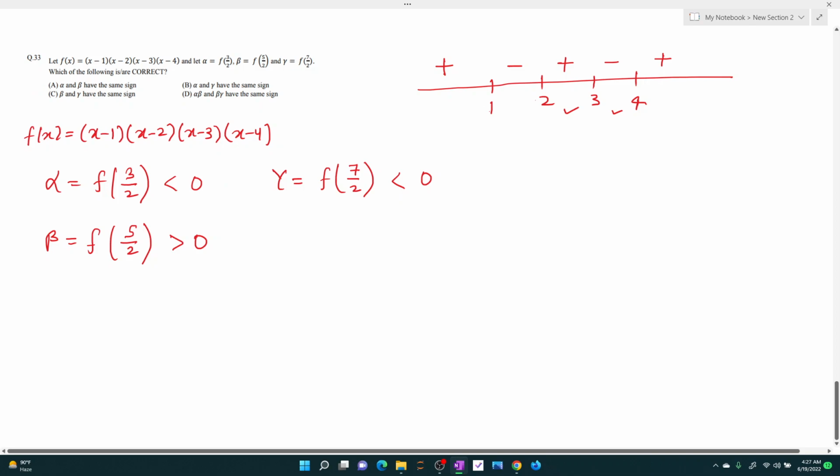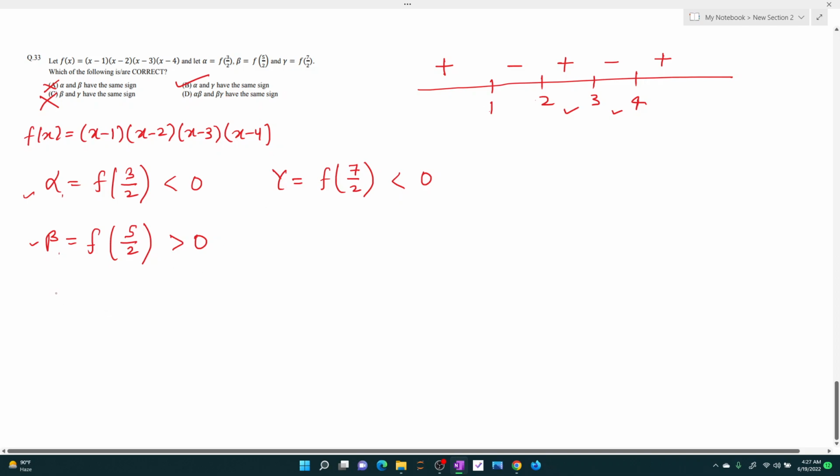So the first option says alpha and beta have the same sign. Wrong, because alpha and beta have the opposite sign, right? So option A is not correct. Option B says alpha and gamma have the same sign, and that is correct. Both have the negative sign. Option C says beta and gamma have the same sign, which is again wrong because beta is positive and gamma is negative, right? Then it says alpha beta and beta gamma have the same sign.